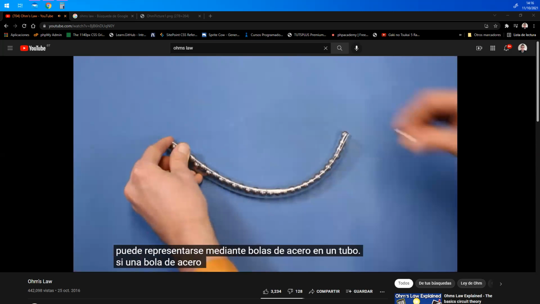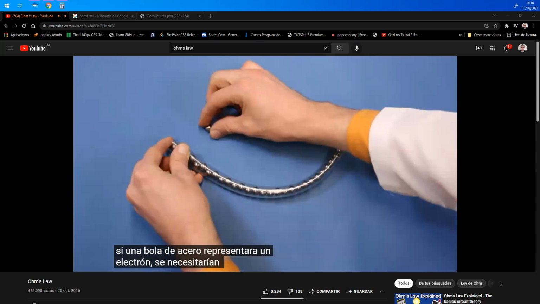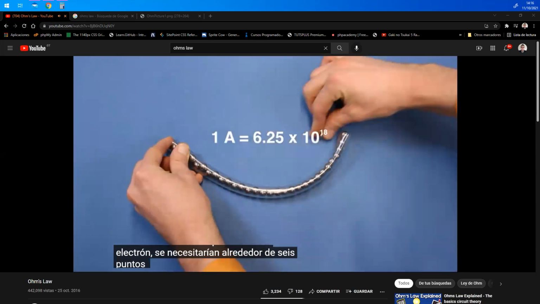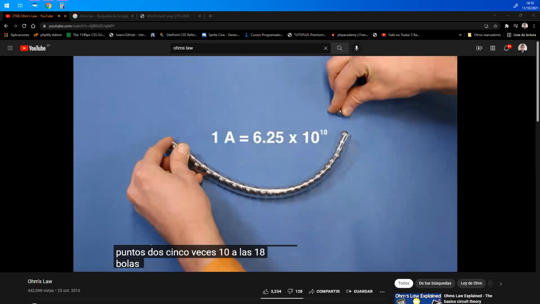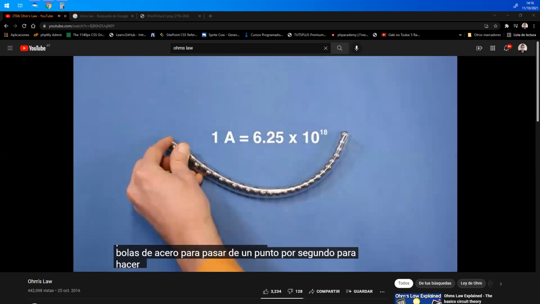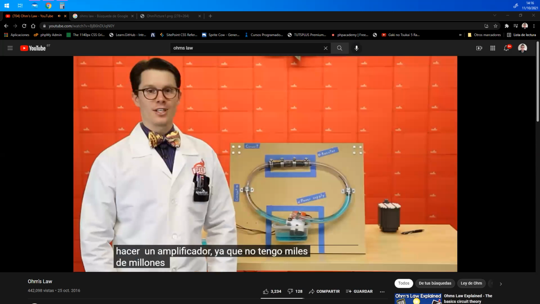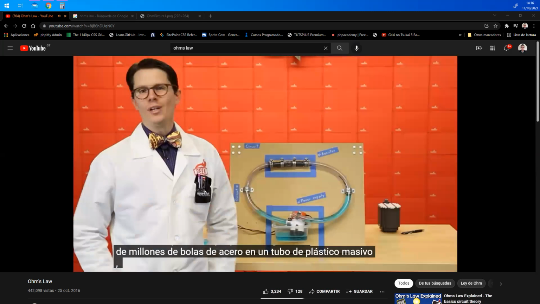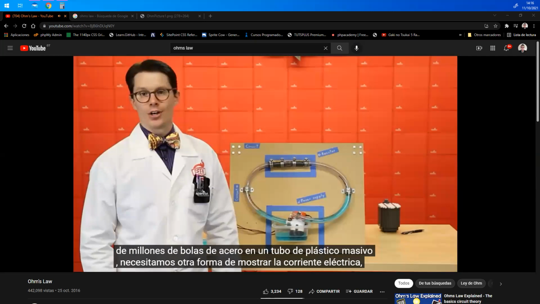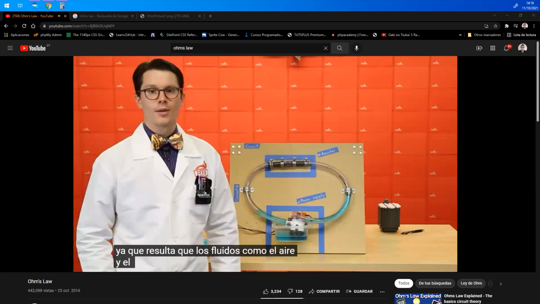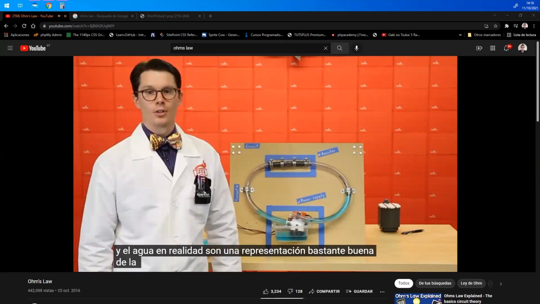If one steel ball represented one electron, then it would take around 6.25 times 10 to the 18th steel balls to move past a point per second to make 1 amp. Since I don't have billions of steel balls in a massive plastic tube, we need some other way to show electric current. As it turns out, fluids like air and water actually make a pretty good representation for electric current.